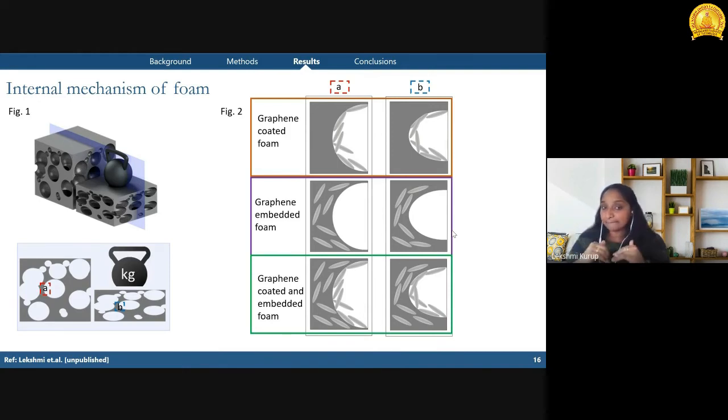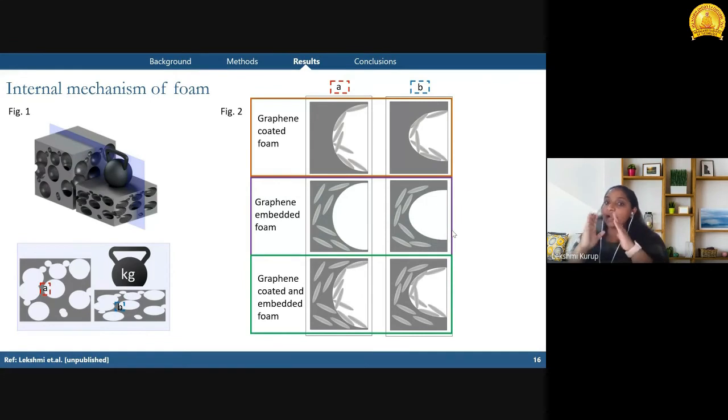Next is the graphene embedded forms. In the graphene embedded forms, we can see that the graphene is put inside the PDMS matrix, the polymer. So around each graphene flake there will be a PDMS coating. While we compress it, the graphene flakes don't come in direct contact with each other because of the PDMS barrier that is present between the graphene flakes.